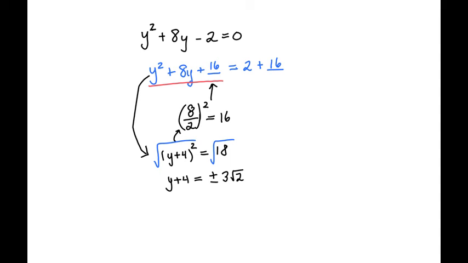And now I have one final step to solve for y. I need to move the 4 over. So y equals minus 4 plus or minus 3 root 2. And we're finished.